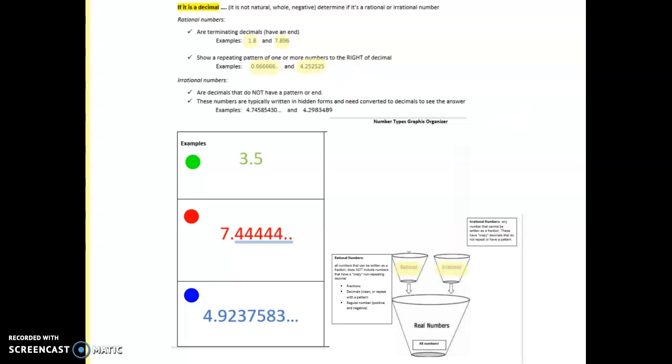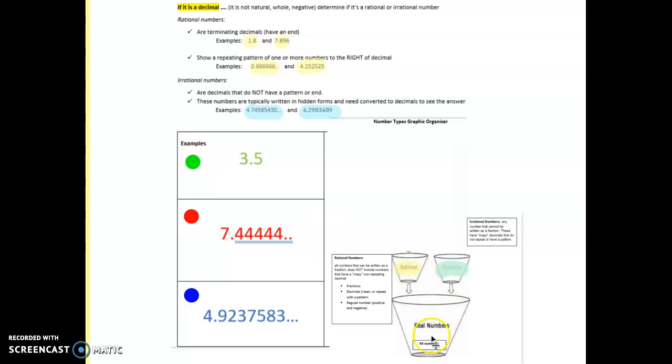The other type is irrational, and it is exactly the opposite. So irrational numbers are not decimals that have a pattern or an end. So these oftentimes you will see with the dot, dot, dot if it's written down on paper, but there's no rhyme or reason to that decimal. Except 4.745843, no pattern, and it doesn't end. And the second example, same kind of idea. There is a crazy, random number after the decimal. Those would be irrational. So let's take a look at some examples.